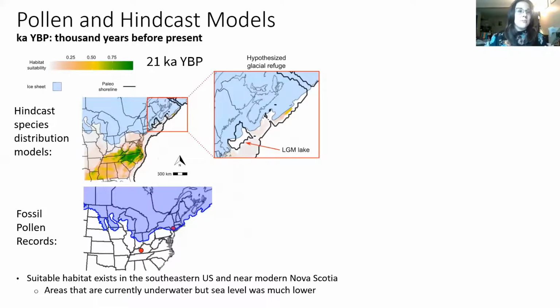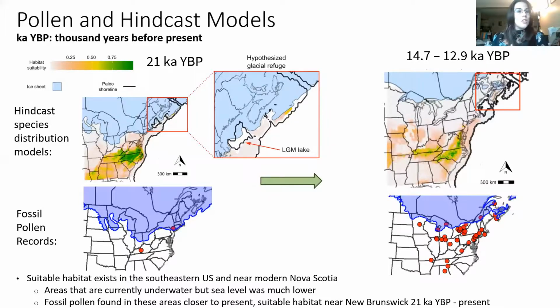Now, there's no fossil pollen evidence, and that's likely because we simply can't get to sediment that's in the ocean, and also it would have been likely pulled away. So we don't have fossil pollen evidence of a population persisting in that area, but it's possible it could have. Now, going closer to the present, you can see that there's still a distinct differentiation between southeastern US and up near Nova Scotia, and we see that the pollen records start to support that differentiation between up near New Brunswick and then everywhere else in the United States.